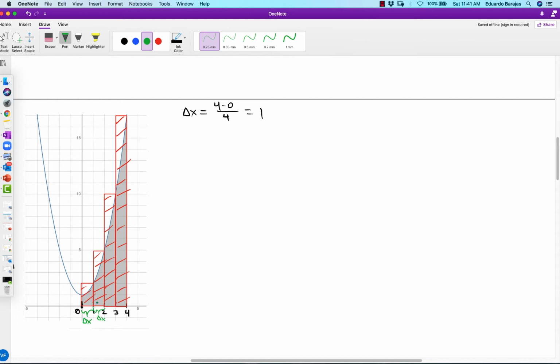So for the first rectangle, it's going to be this point right here, which is going to be f of 1. f of 1 is that point right there. And then for the second rectangle, we're going to use f of 2, which is that point right there, height of f of 2. And then for the third rectangle, we're going to use f of 3, which is going to be that point right there. And then finally, for the last point, we're going to let that be equal to f of 4.